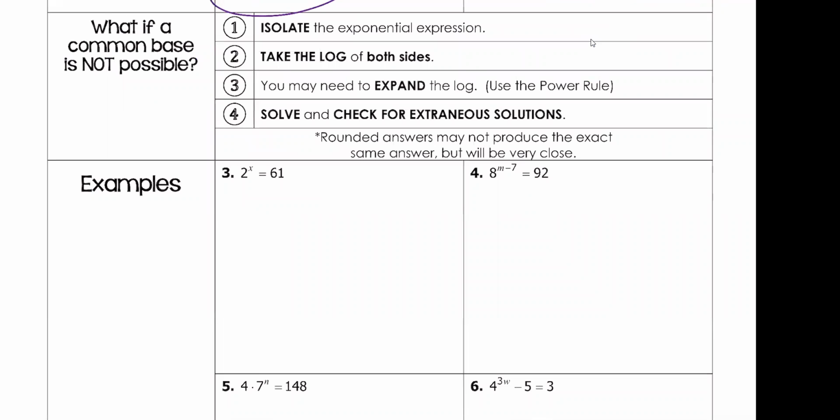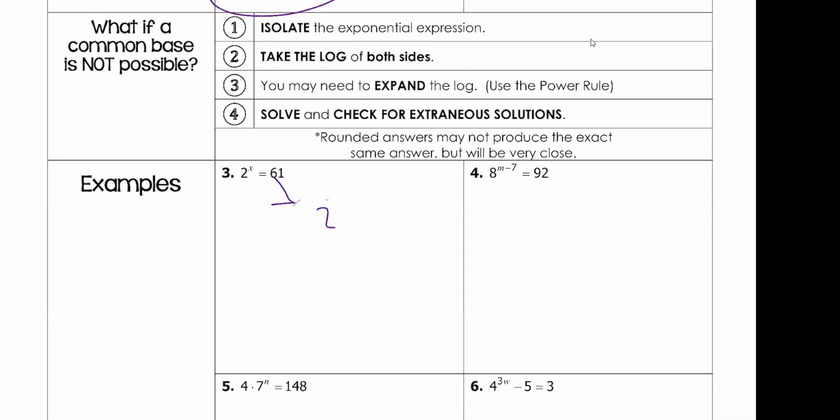So how do we solve an example like number 3? We have 2 up to a power equals 61. There's no way I can write this as 2 up to a power. 2 up to what power is going to be 61? You could get close, but there are no whole numbers. It's not like it's 2 to the 6th or 2 to the 5th. It would probably be a decimal. So it's going to be hard to get the exact value, and it's not easy to figure that out really quickly.